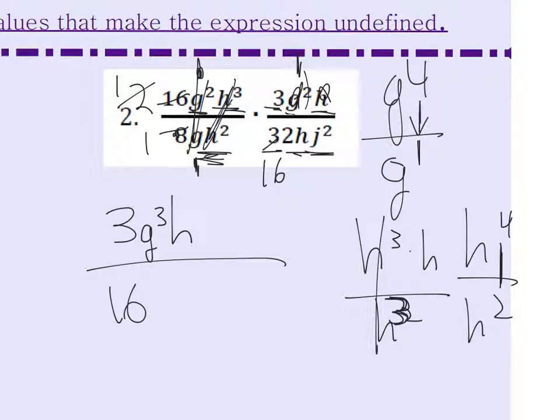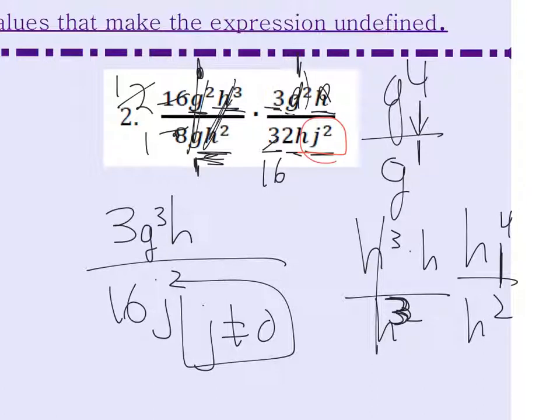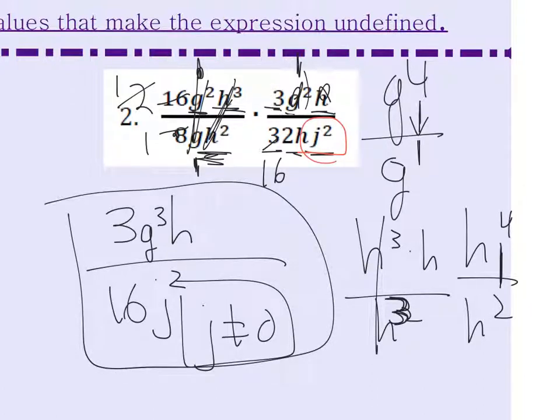Then all I got left is just this j squared over here. It's in the denominator. There's no j's in the numerator. So I just put j squared in the denominator because it doesn't really go with anything else. And then I just say, you know what, j can't equal 0. Because if j equals 0, then I'm dividing by 0. And there's my answer right there.